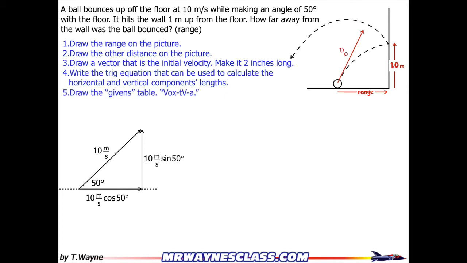Okay, now we're going to draw a givens table. And so we're going to use this VOX TVA notation. Alright, so let's look at the table first. So here's the table. And you can see how I really have 2 columns on it. One for all the givens that are up and down, the verticals, and one for all the givens that are left and right, the horizontal values.